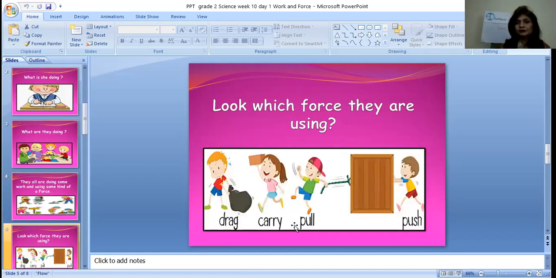Again, look which force they are using. This boy is dragging something. So he is using which force? The force of drag. Now this girl is carrying something in her hand. Now this boy is pulling a box and another boy is pushing the box. So they are using both these forces, push and pull. You use push and pull for some heavy things, right? For things which require a force, which require some muscular effort, right?